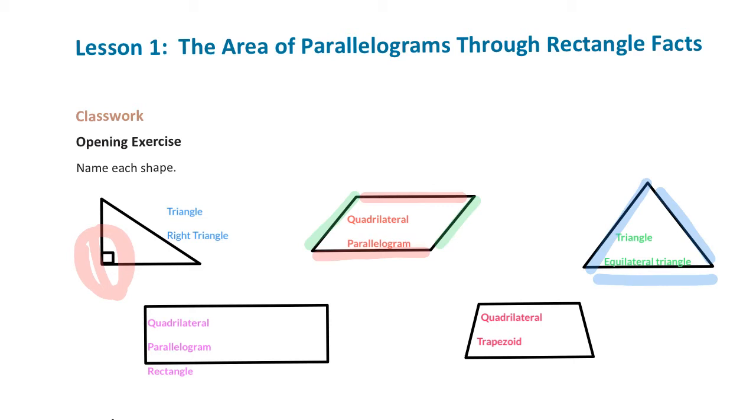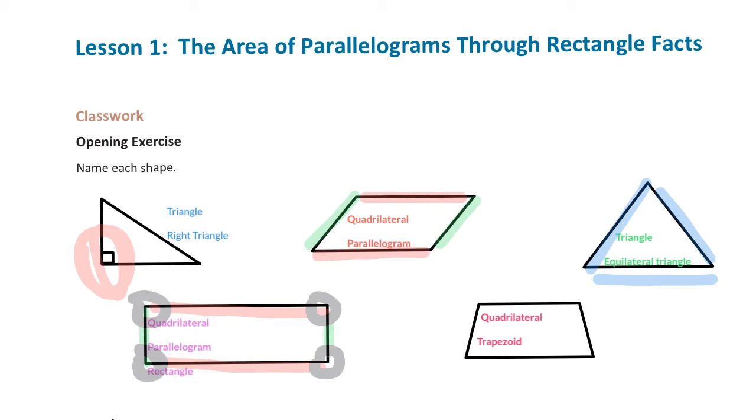The first figure in the bottom row is a quadrilateral because it has 4 sides. It is also a parallelogram because its opposite sides are parallel to each other. So we have the red highlighted ones are parallel and the green highlighted ones are parallel. We can also be more specific and we can say that it is a rectangle. It is a rectangle because all 4 corners are right angles. And because all 4 corners are right angles, this type of quadrilateral is most specifically called a rectangle.